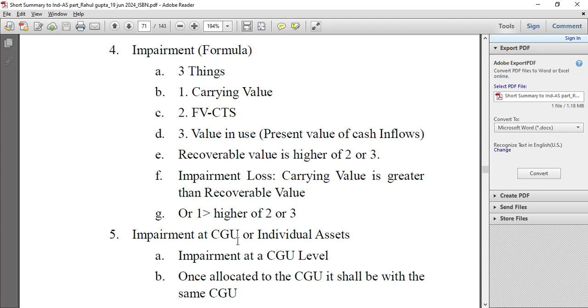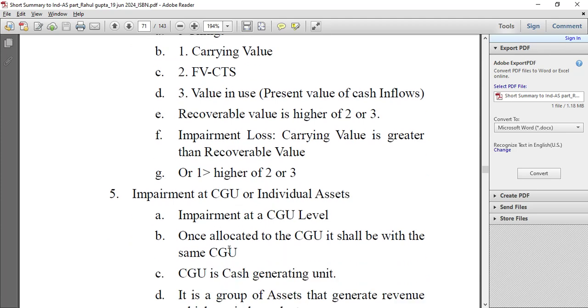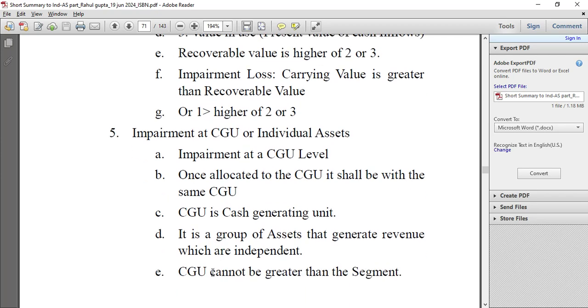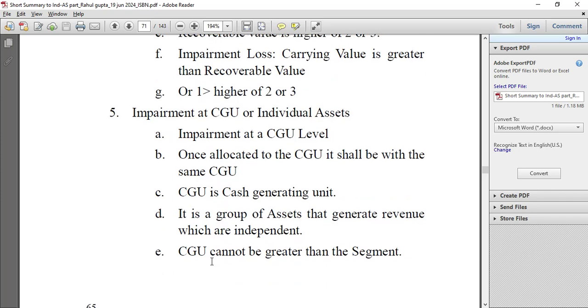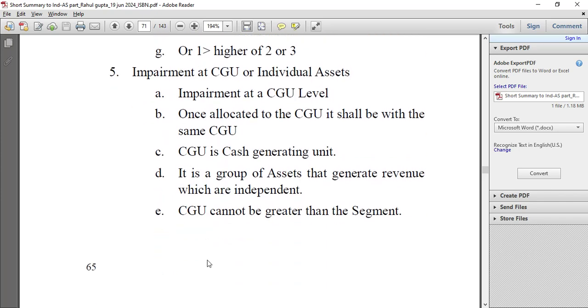Impairment at CGU or individual assets. Impairment is at the CGU level. Once allocated to the CGU, it shall stay with the same CGU. CGU is a cash generating unit. It is a group of assets that generate revenue which are independent. CGU cannot be greater than the segment.